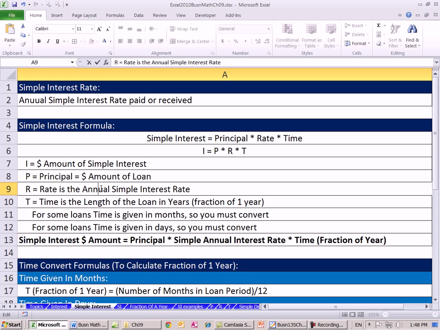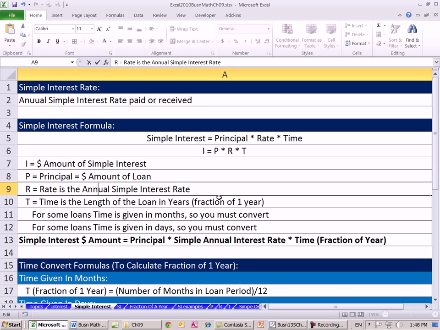Very important, because we'll always be given annual, and we'll have to deal with the fact that sometimes the loan isn't for the whole year. So when they give you annual simple interest rate, we then have to take the rate and multiply it by the time. Now, what is the time? Time is the length of the loan in years, fraction of 1 year. If it's 1 year, then that time is 1. So if this rate is 10%, 10% times 1 is 10%.